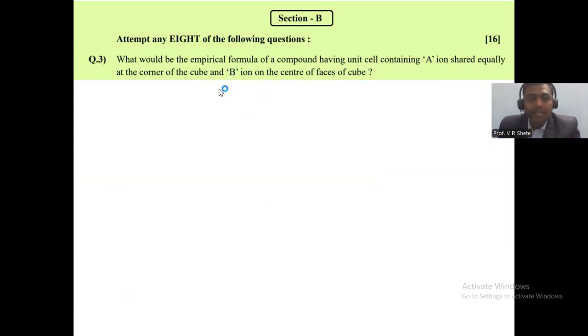We know that any cube has 8 corners, and a corner contributes 1/8 part, and a cube has 6 faces. So 6 faces contribute half part. Then your formula will be 8 multiplied by 1/8 part along with 6 multiplied by half part. The formula will be AB3 this way.